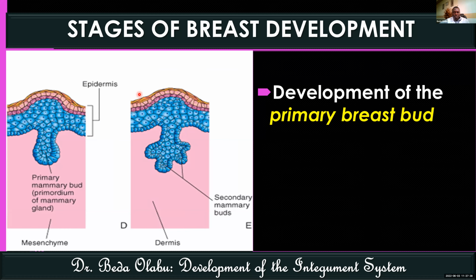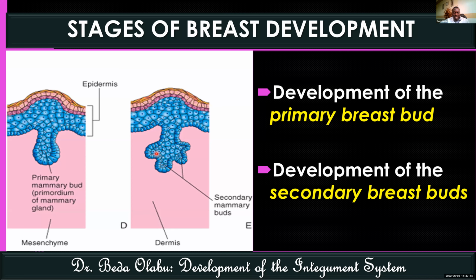After formation of the primary breast bud, we have formation of secondary breast buds. What are secondary breast buds? Secondary breast buds are basically branches from the primary breast bud. So you can see they grow away from the primary bud. These are the secondary breast buds, which demarcate for you the fact that the breast is lobulated. So we expect multiple secondary breast buds. Remember, the breast has about 15 to 20 lobes, and so we expect about 15 to 20 secondary mammary buds.